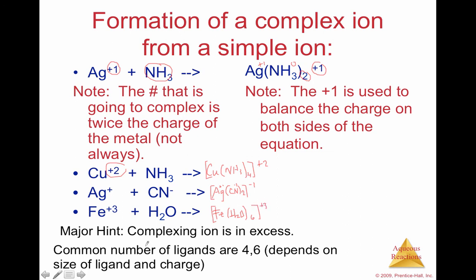The most common numbers of ligands are 4 and 6. And remember, for the AP exam, they will not care what number you add here. All they want you to know is that a complex ion is reached when you add the ligand in excess. And you can have any number on here.